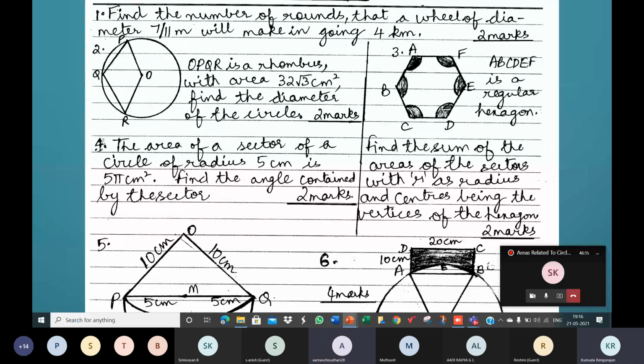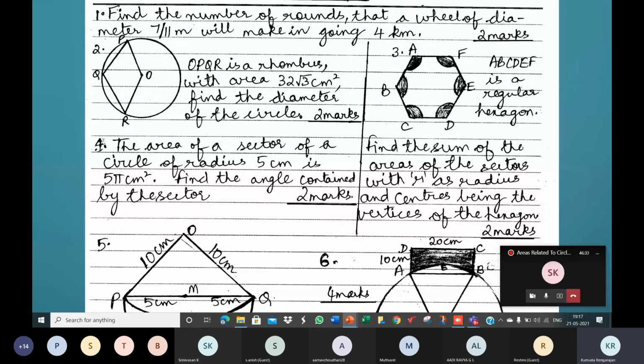You can divide a pentagon into three triangles. Just divide the pentagon into three triangles. They should not be overlapping. Three different triangles. So in each triangle, the sum is 180. So 180 into 3, 540.